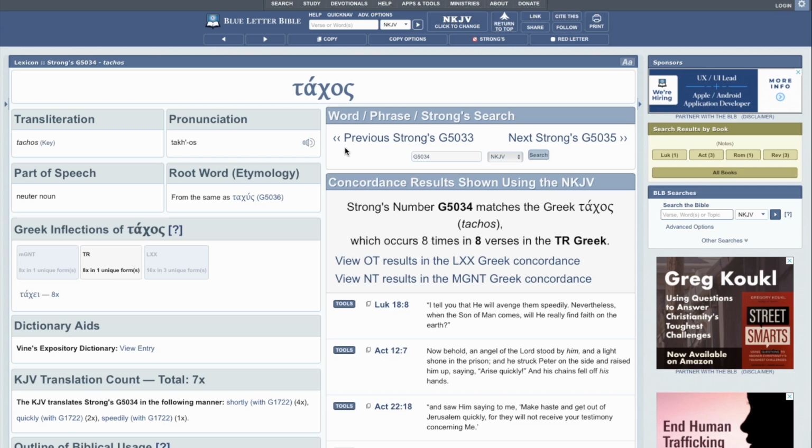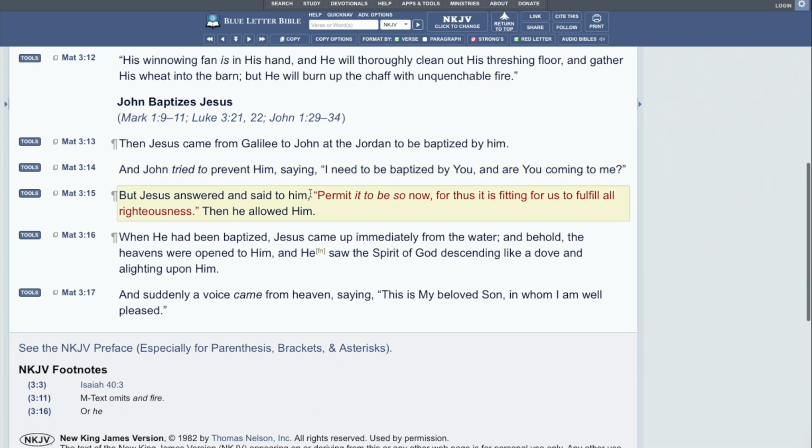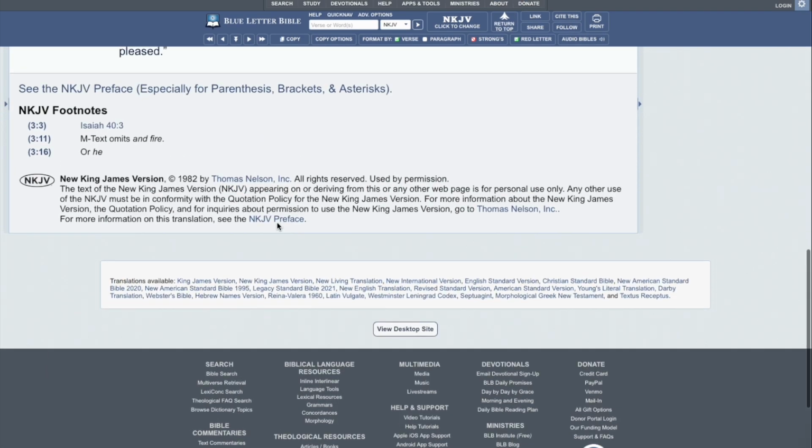There's other things I think you can add. Like if you want, let's go to Matthew 3, just to show you this. You could go red letter edition. And now the words of Christ are in red. So there's all these different things up here you can look at and try to make this as user-friendly as possible for you. And you'll find it to be a blessing if you use it.